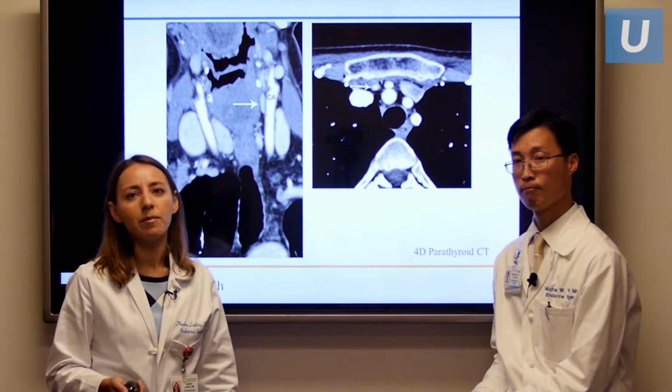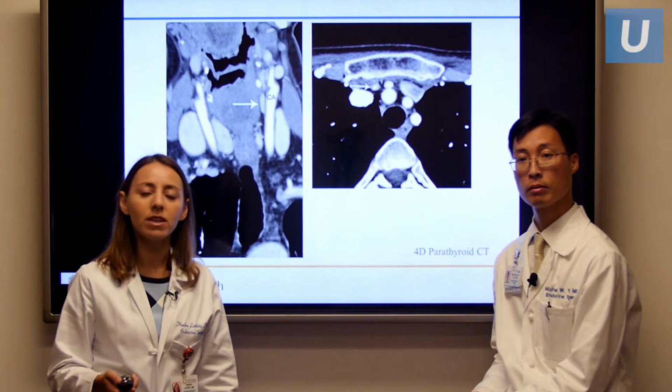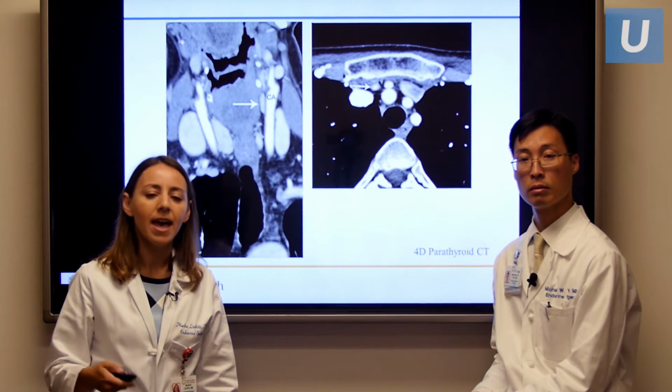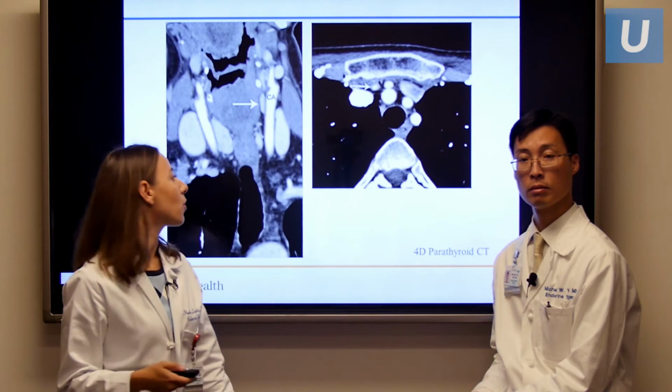Now, probably the most modern technology looking at the parathyroid glands is this 4D parathyroid CT scan. It's only available in some places, and we do have it at UCLA. And it really has wonderful definition. It shows us all of the anatomy. It has very high accuracy. So I'll go over this scan here.